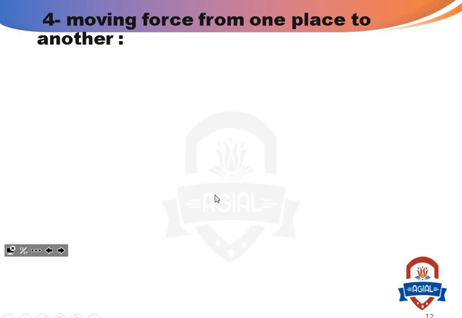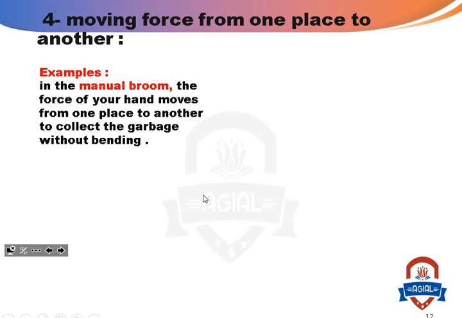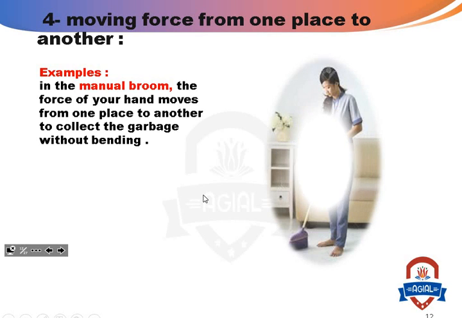Number four, moving force from one place to another. So we can use some levers to move force from one place to another, like the manual broom. The force of your hand moves from one place to another to collect the garbage without bending.